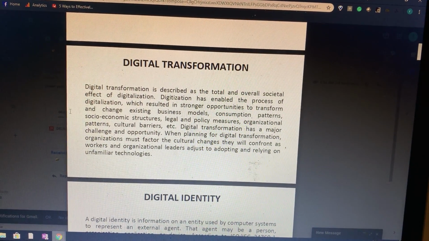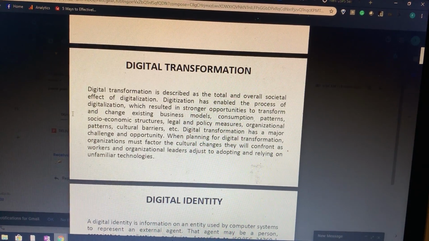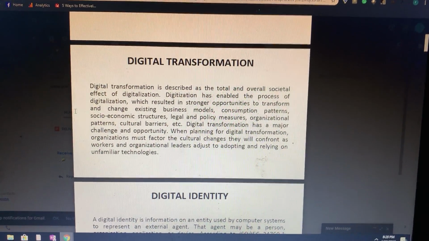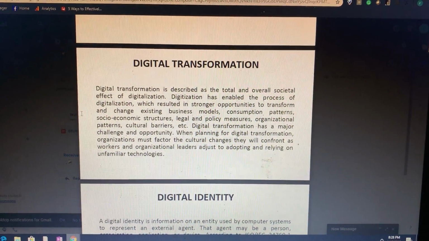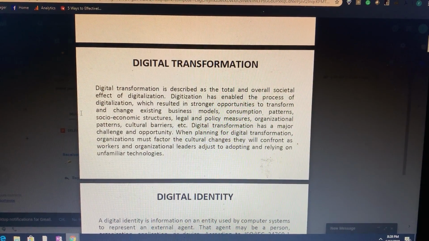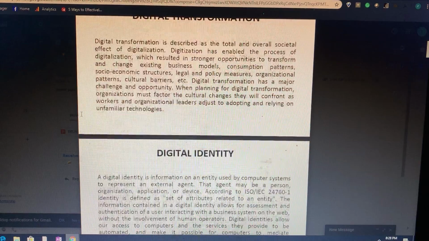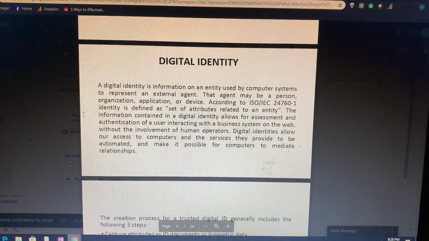Digital transformation has a major challenge and opportunity when planning for it. Organizations may factor in the cultural changes that they will confront as workers and organizational leaders adjust to adopting and relying on unfamiliar technologies. Digital identity.